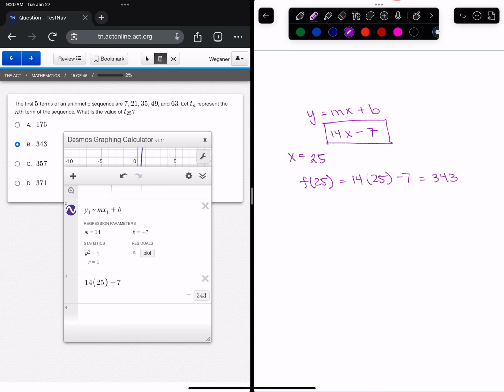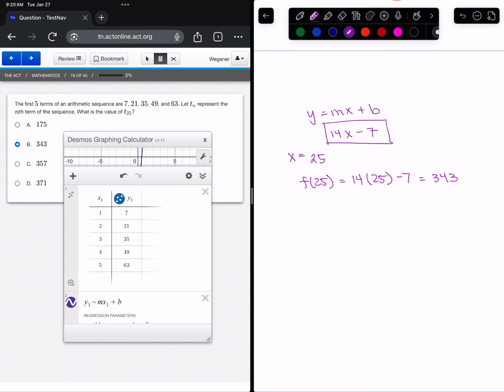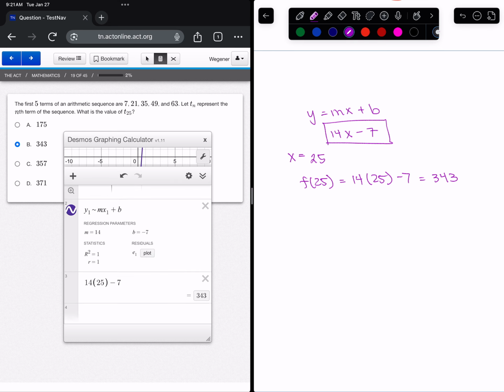So you could do it the long way. You could solve it mentally, but this is the easiest way. Put in a table, use the regression model, and in this case, we're using y equals mx plus b, the template for any line. And then let the calculator just do it for you. And then plug in x equals 25. So the answer is B.